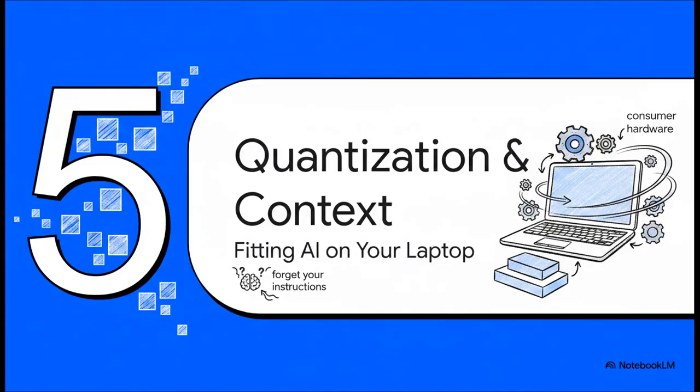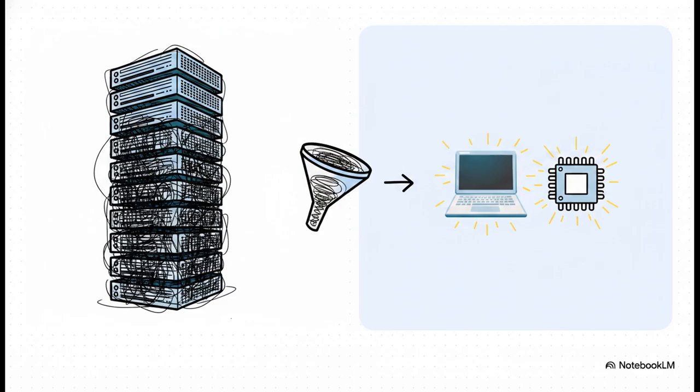Section 5. Quantization and context windows, or how we fit AI on your laptop. We know how the models work, but how do we squeeze these absolute giants onto consumer hardware? This brings us to quantization. You can think of quantization exactly like saving a massive high-resolution raw image file as a smaller JPEG to save hard drive space. It deliberately reduces the mathematical precision of the weights.